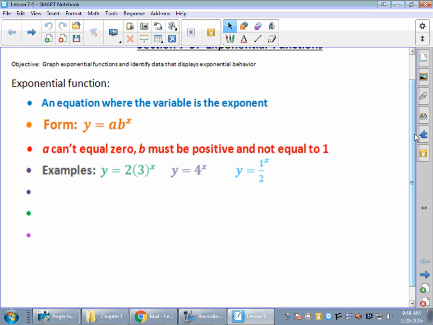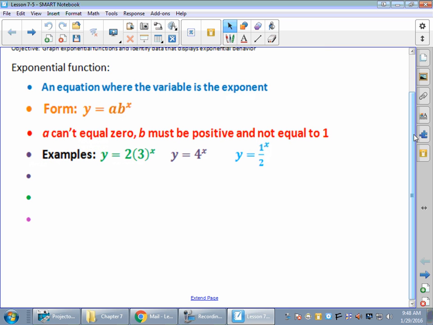So here's some examples of what it would look like. You could have y equals 2 times 3 to the x. Again, notice how the x is just on the 3, it's not on the 2. If you think order of operations, when we go to do the math, we're going to do 3 to whatever power we pick for x, and then multiply that by 2. Because remember, PEMDAS, we do exponents before we multiply.